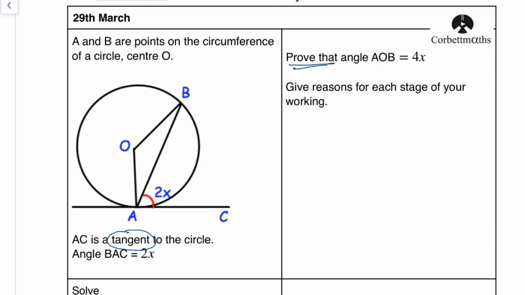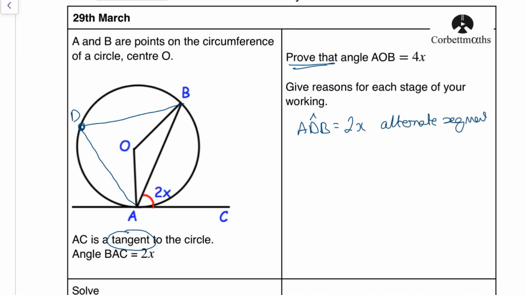The other method, which I'm going to do, because I think you may not spot it, is if I create my own line here, and I call this point here D, then I can say angle at D, so angle ADB, is equal to 2x. And that is because of the alternate segment theorem. And that's the one that people tend not to like.